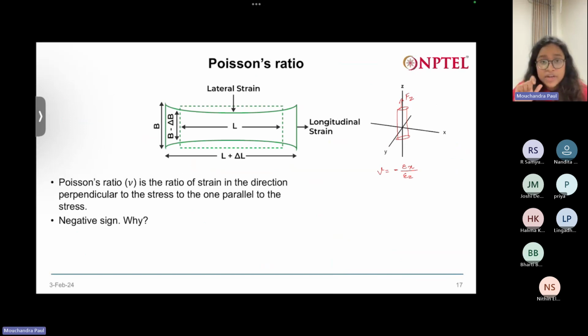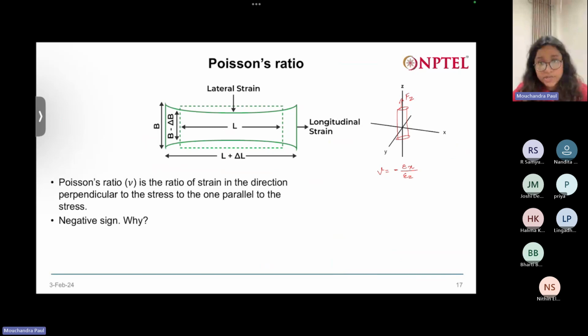So the definition of Poisson ratio: in the definition of the Poisson ratio, the direction thing is there. You have to look at the direction first. Keep that in mind. Next, it is a ratio of two strains. One strain is in the direction perpendicular to the applied force, and it is divided by the value of strain which is parallel to the applied force.